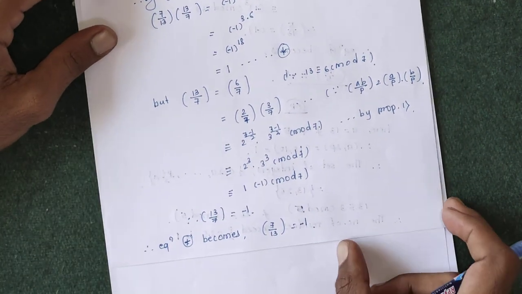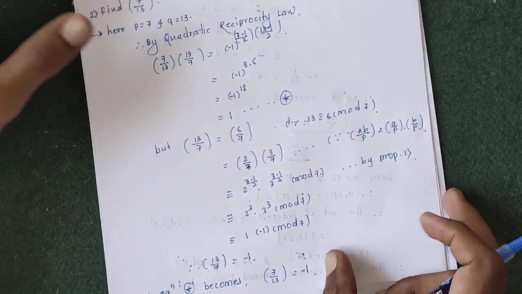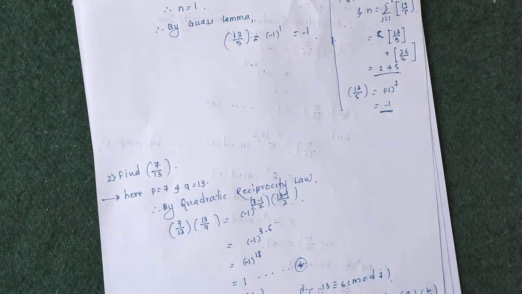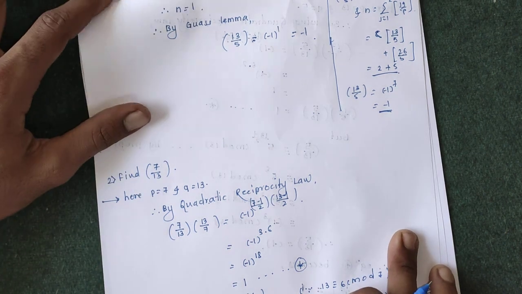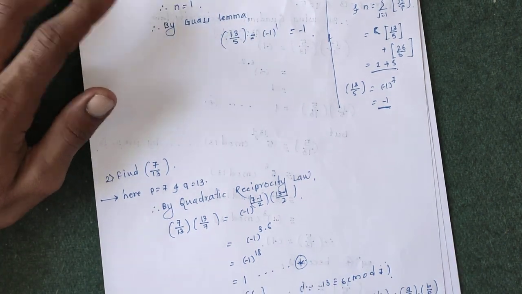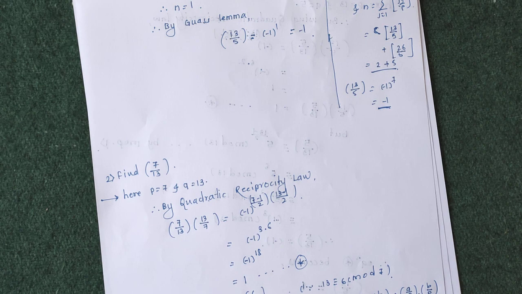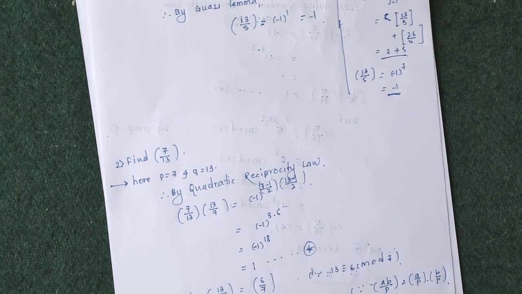The same example we can solve by using Gauss lemma, or by using the theorem of the summation, and directly by using any of those 5 properties. Now, next example that we are going to solve.